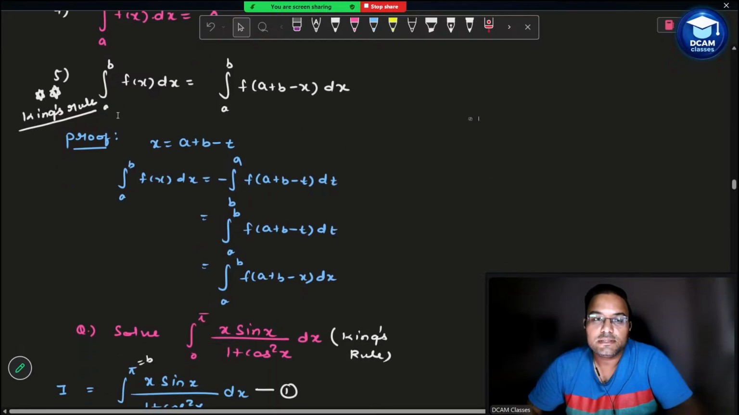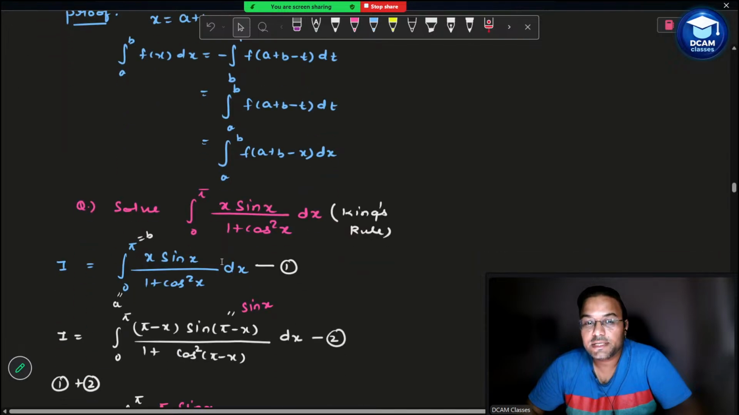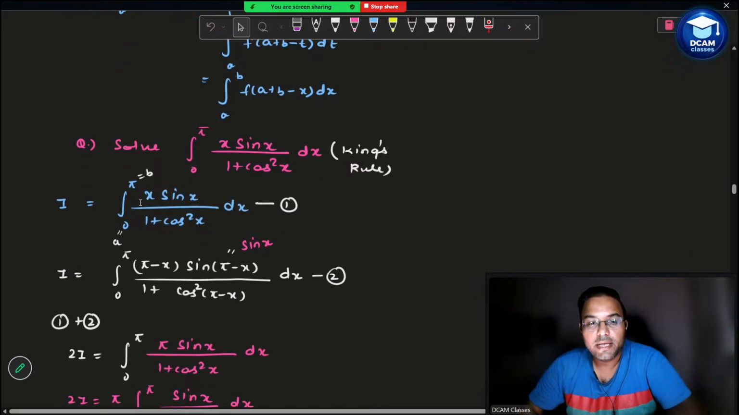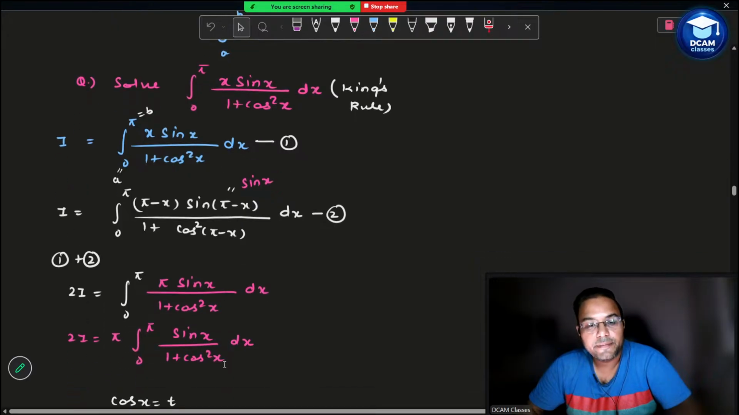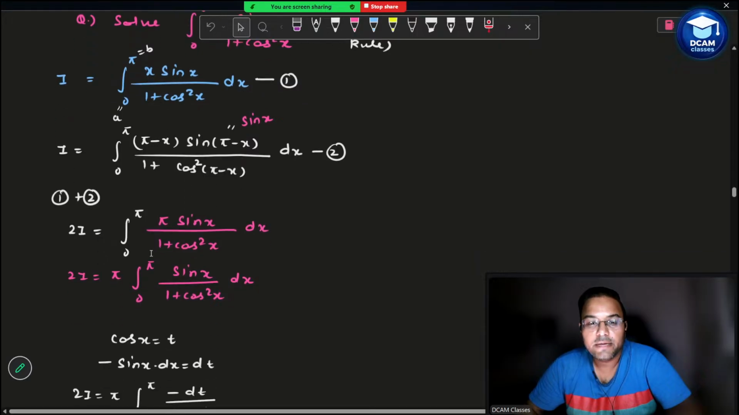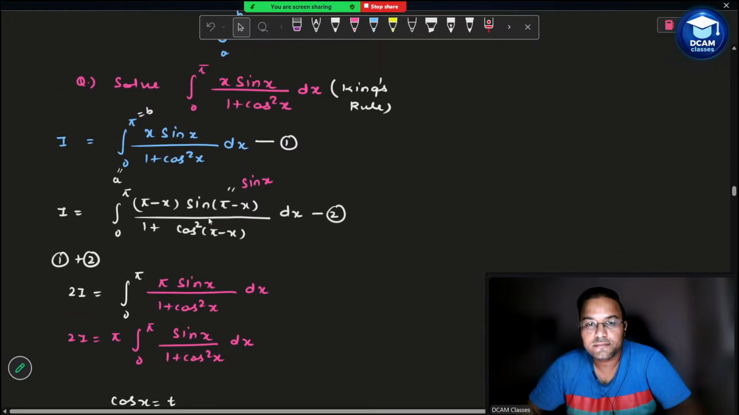The King's rule is this one. Now, how do we use it actually? The integral a to b f of x dx equals the integral a to b f of a plus b minus x dx. Like this. Suppose this question is there: I is equal to the integral 0 to pi of x sin x by 1 plus cos square x dx. You do a plus b minus x, that is 0 plus pi minus x. That's the another value of I you are getting. Just add them. Most of the time the x variable gets cancelled, and the integral becomes easy then.